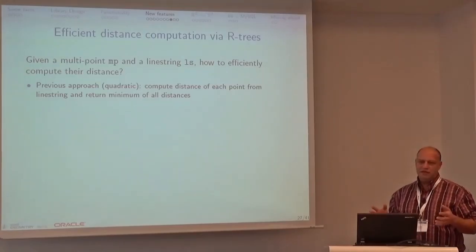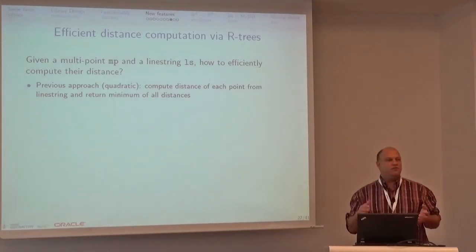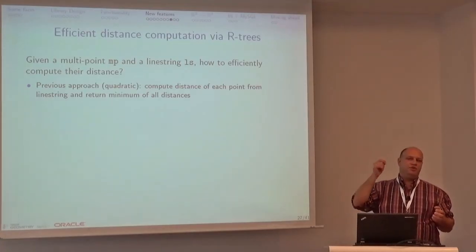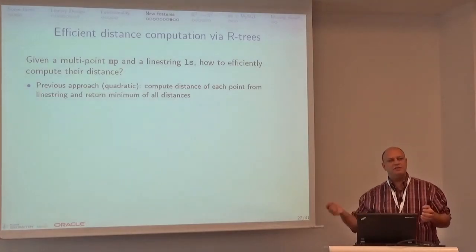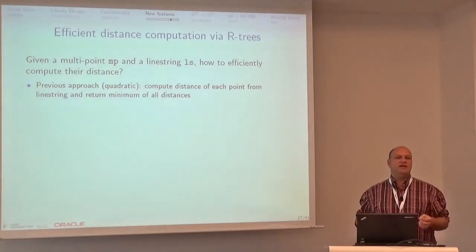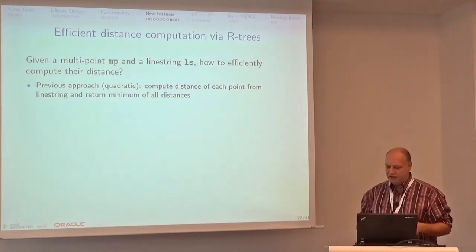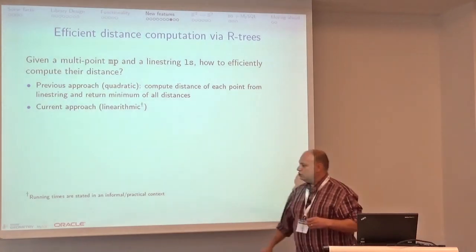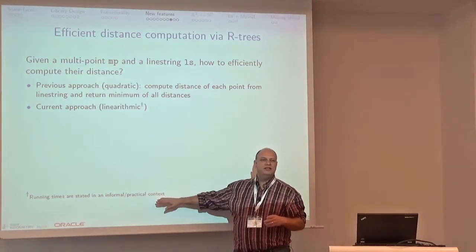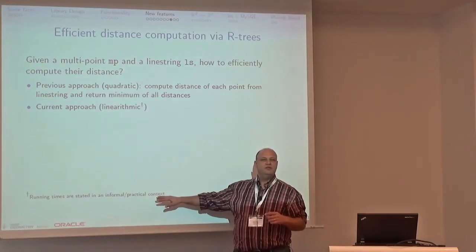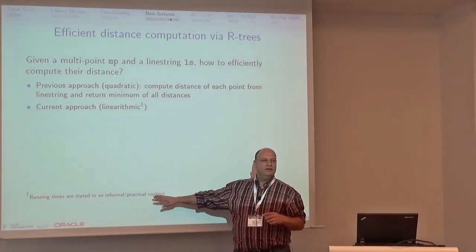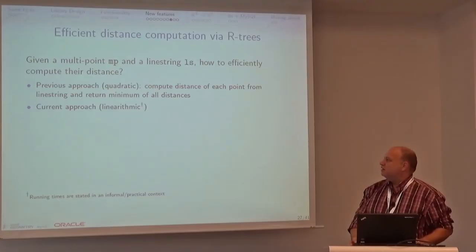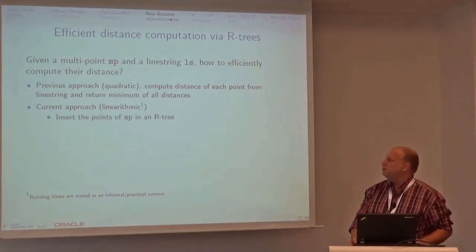Before saying how we do it now, let's see how we did it. The previous way was really quadratic. You would take each point and compute the distance from the line string, and if the point set had n points and the line string had m segments, you would basically have an m times n algorithm. So it was really quadratic. This has been changed. The current approach is basically linearithmic. Don't take me too formally about the running times. These are practical running times. So if somebody here is an expert in computer science theory, don't shoot me. This is a practical running time estimate or analysis.